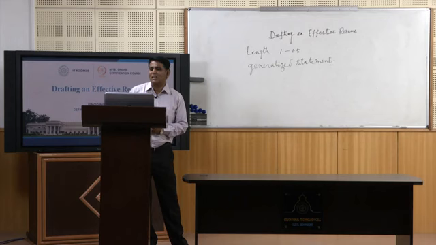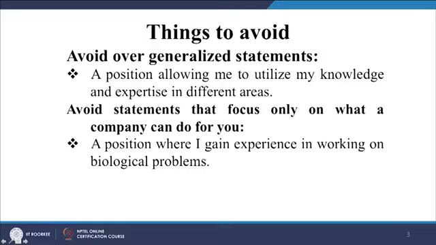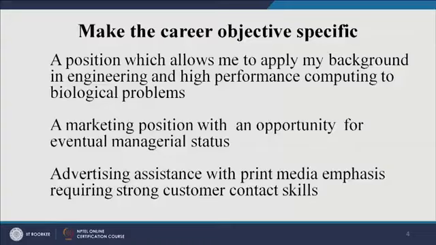specific skills. Suppose somebody says, a position allowing me to utilize my knowledge in different areas. Now the question remains, what different areas, what different disciplines? So it is actually needed to be specific and say, a position where I can gain experience in working on biological problems, in working on Linux and something else. So you have to be very specific. Make your career objective specific. Say for example, a position which can allow me to apply my background in engineering and high performance computing to biological problems. Now this will be even more specific when you talk about only computing.